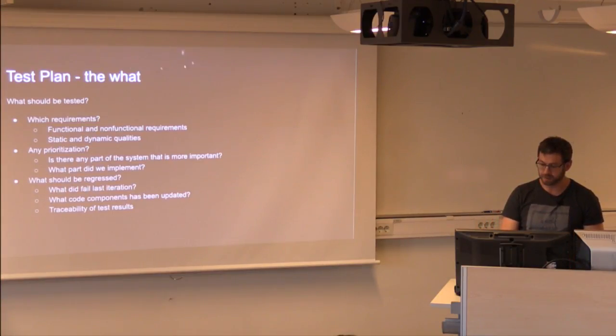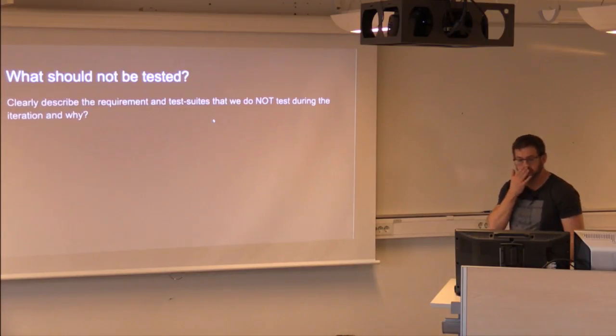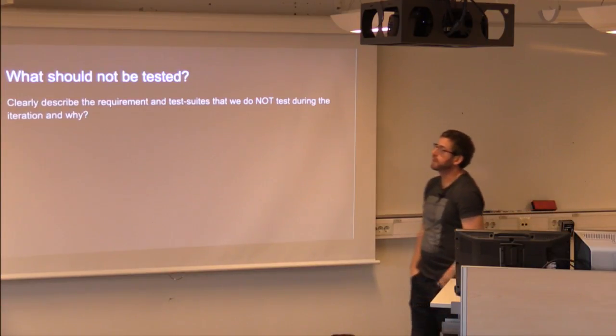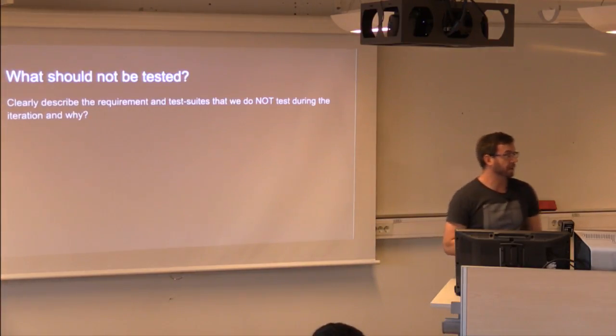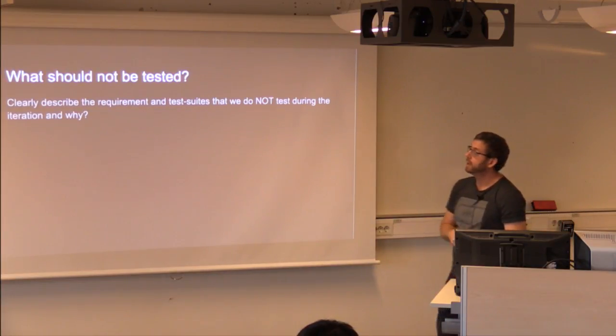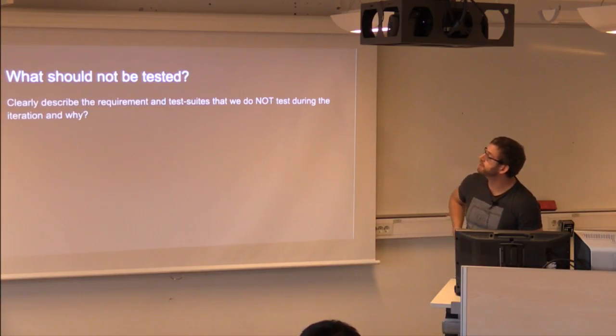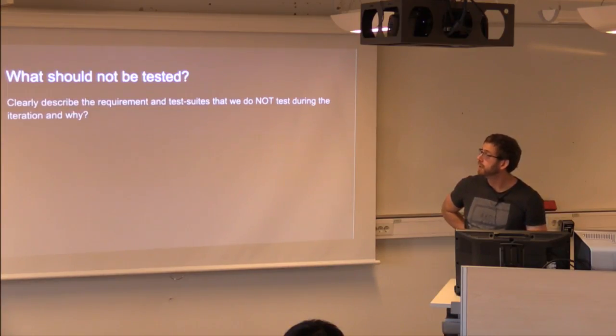So we're going to talk about traceability later. And if you're going to tell what we're going to test, then perhaps you're also going to tell what is not supposed to be tested this iteration, and motivate that perhaps. So clearly describe the requirements and test suite that we do not test during the iteration, and why. Perhaps we do not do manual testing this iteration, or we do not do other things.